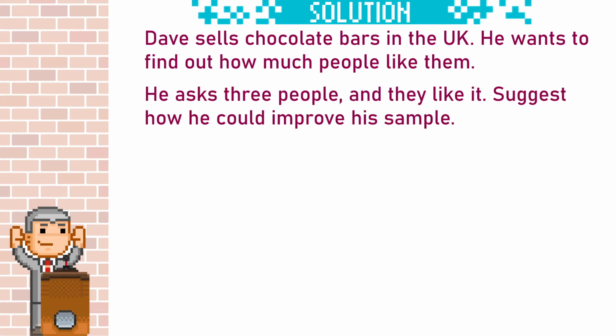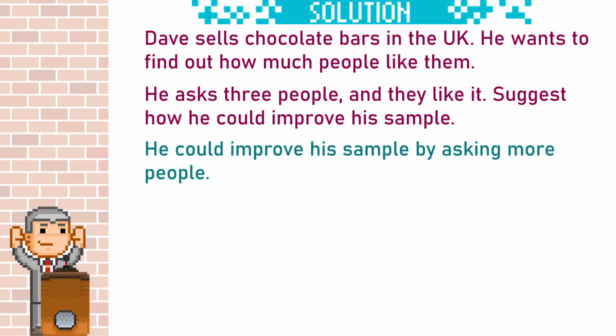We're told that Dave asked 3 people whether they like his chocolate bar and they all like it. We're asked to suggest how we could improve his sample. Whenever we're asked to suggest how we can improve a sample, almost all of the time it's asking more people. The more people you ask in a sample, the more reliable your results. And I would suggest 3 people is probably not enough.